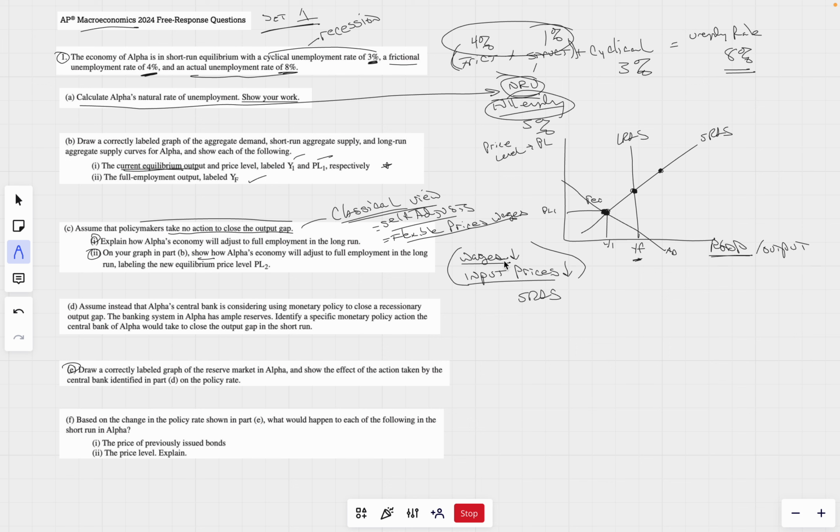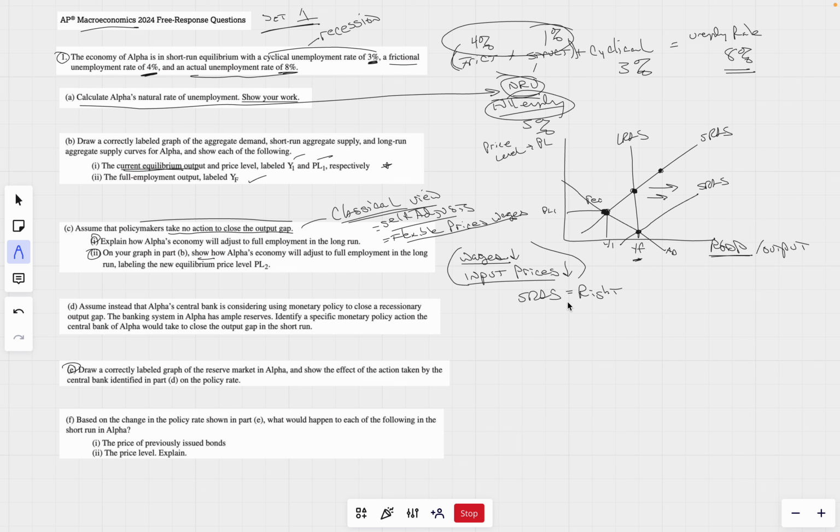So wages go down, input prices go down in a recession, your short run is going to shift to the right, and the economy self-adjusts back to full employment. You see us right under that long-run aggregate supply curve. That is the economy adjusting back to full employment. Let's say that explanation again.